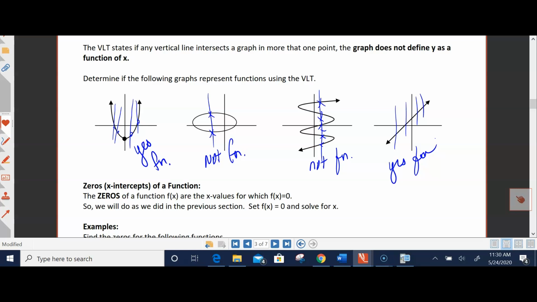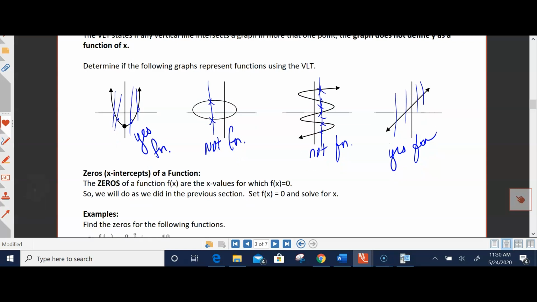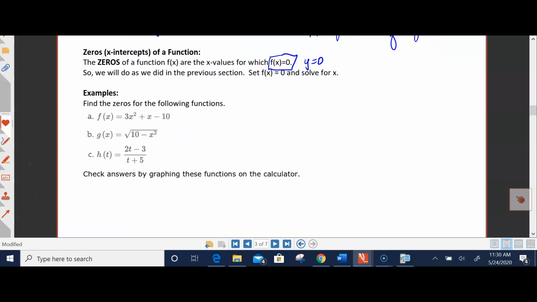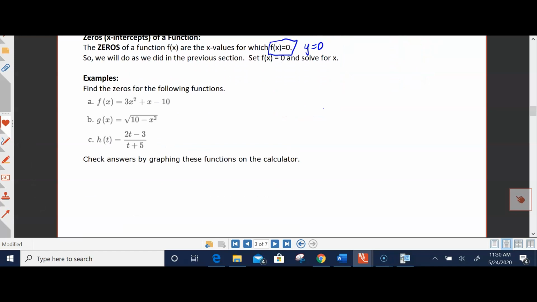Okay, when we're working with functions, we're going to want to find zeros. And so the zero of a function is just the x-intercept, or it's basically where f of x is equal to 0, where the y value is equal to 0. We could also say where y is equal to 0. So if I wanted to find zeros for any of the functions I'm working with, all I have to do is set that function equal to 0.